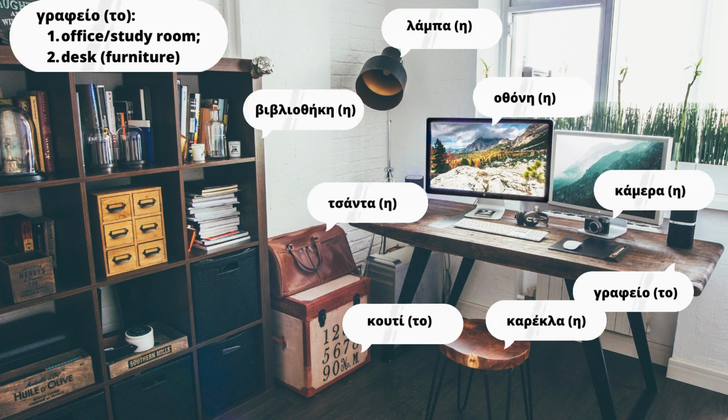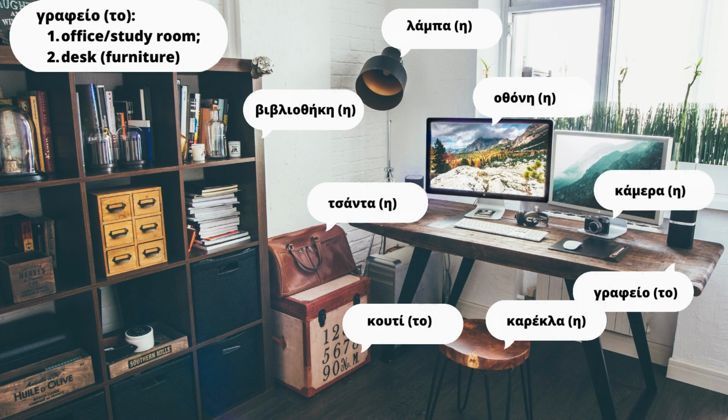You already know that. And we have a bag and a box next to the chair and the desk. So the word for the bag is η τσάντα. Η τσάντα, feminine gender. And we have το κουτί. This is the word for a box in Greek. Το κουτί. And we have a furniture next to the wall, which is called η βιβλιοθήκη.